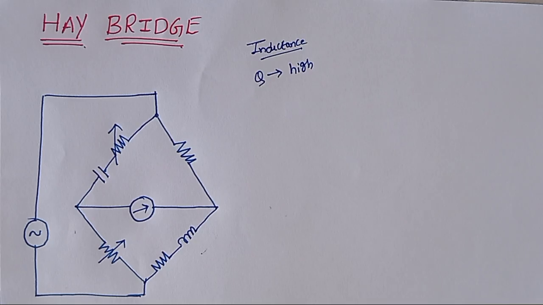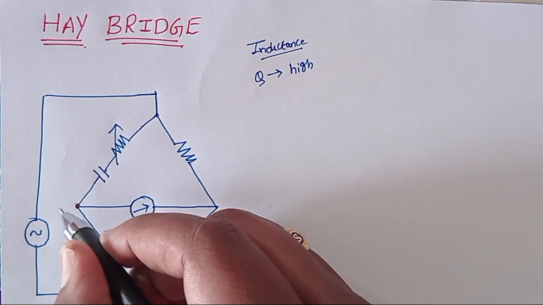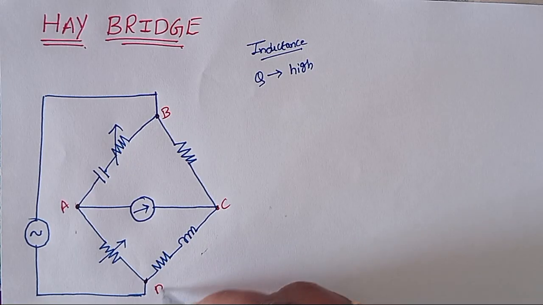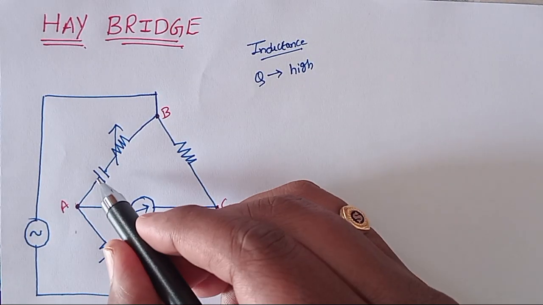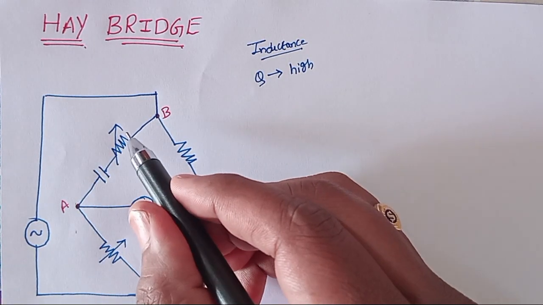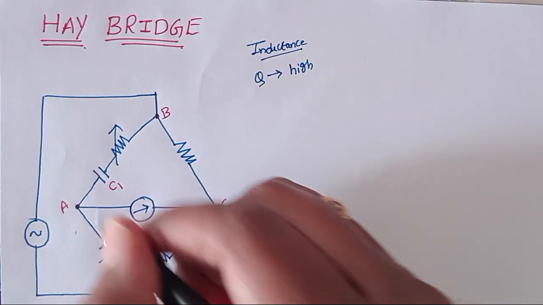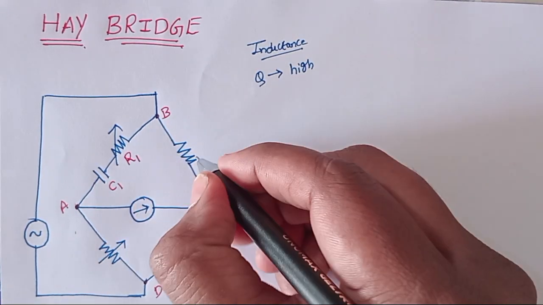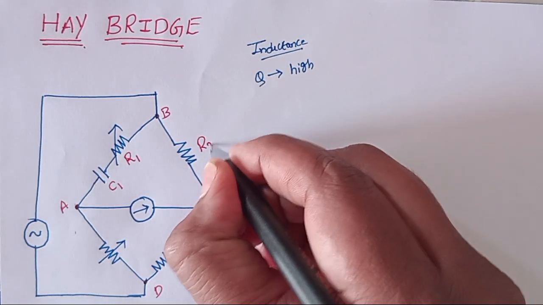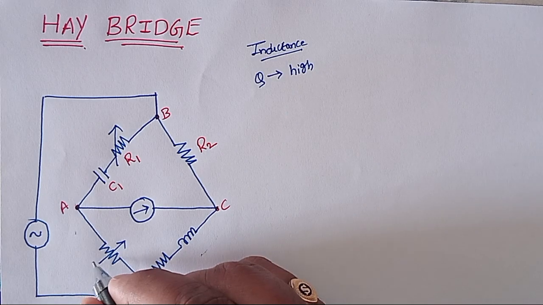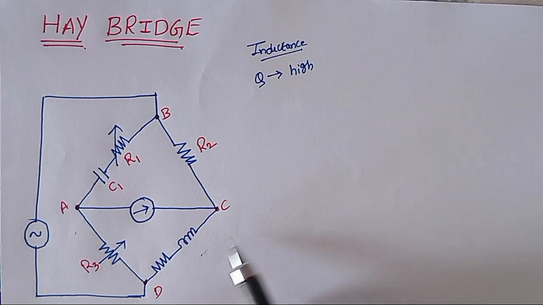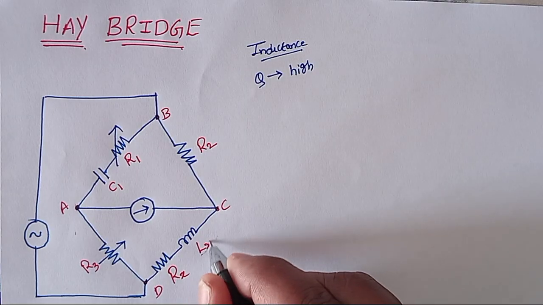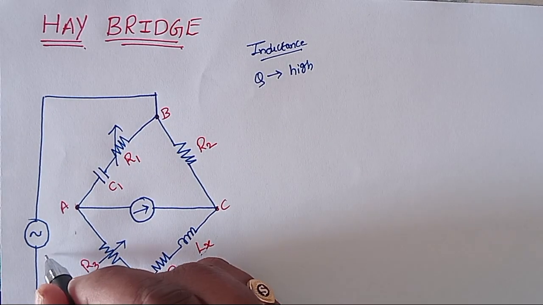Let me represent the arm names here. I'm assuming the four points are A, B, C, and D. The first arm has C1, capacitor in the first arm, and resistor R1 in the first arm. The second arm is R2, resistor in the second arm. The third arm is R3, and the unknown arm has the unknown resistance Rx and inductor Lx, and the source is voltage source V.